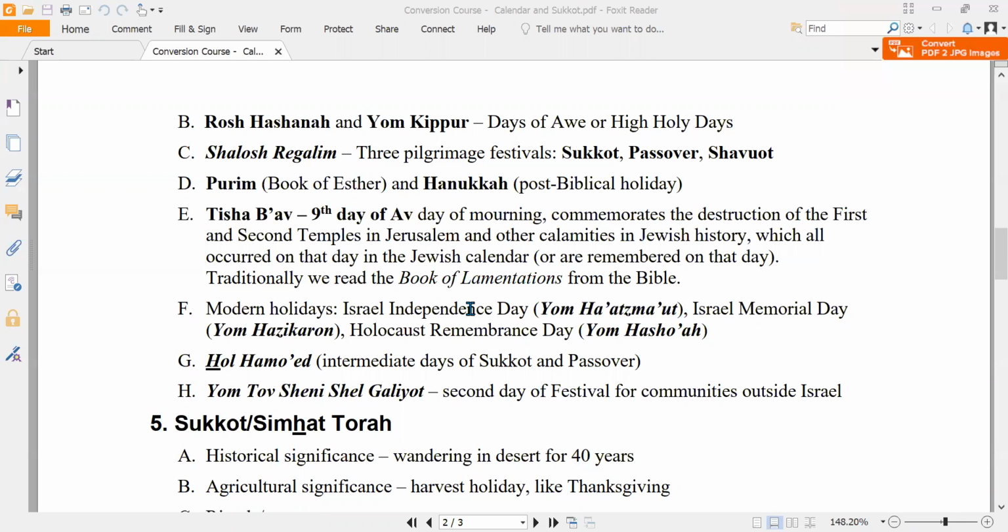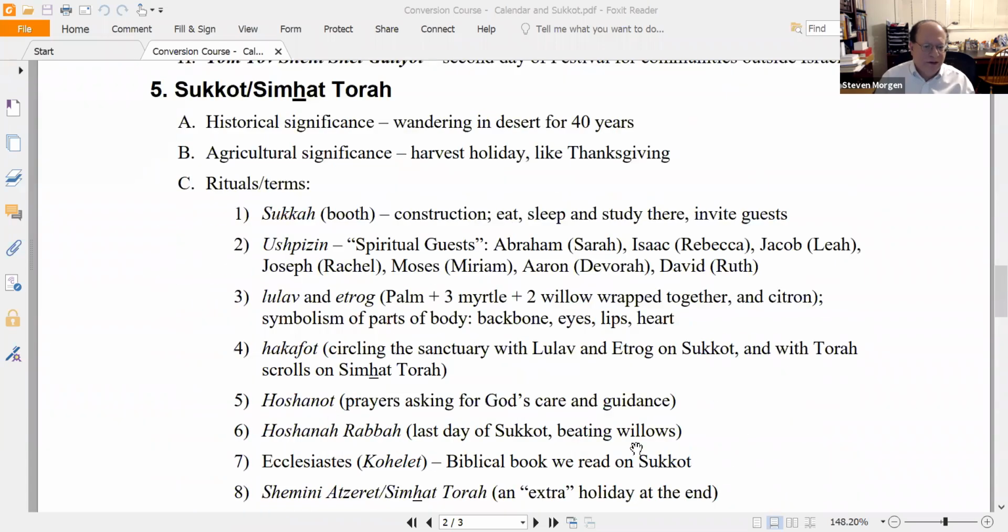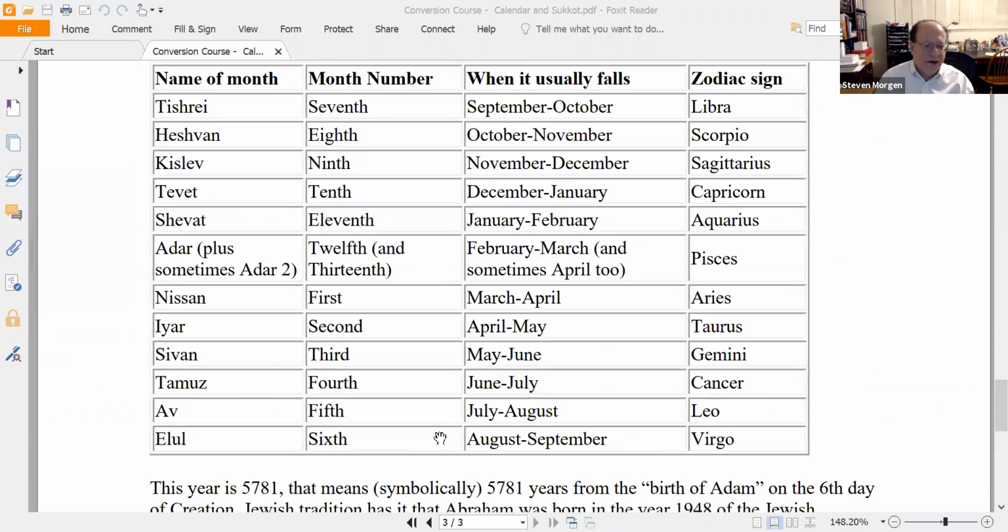Right, so yeah, there's 3 weeks that lead up to the 9th of Av, and it begins on the 17th day of the month of Tammuz. So if you look down at this thing here, you'll see that Tammuz is the 4th month, and then comes Av, the 5th month.